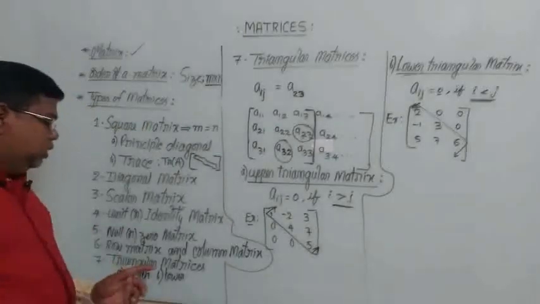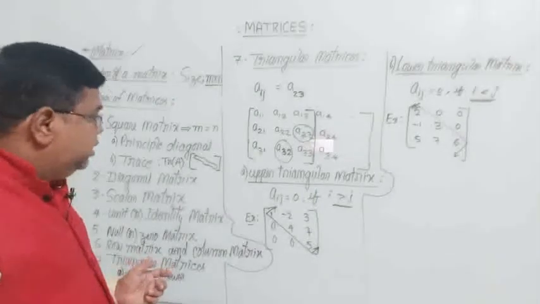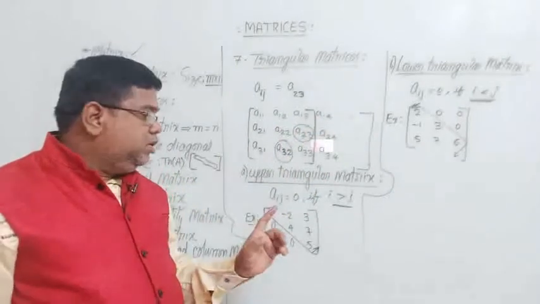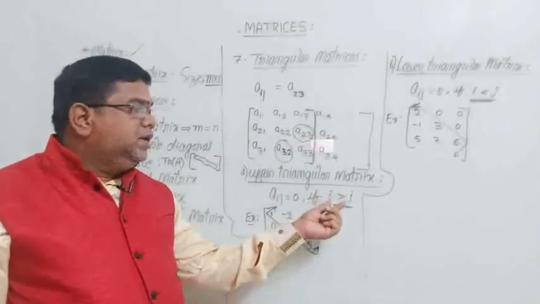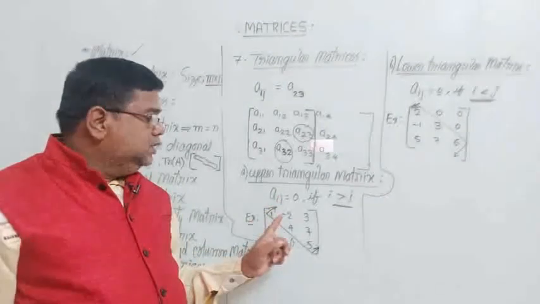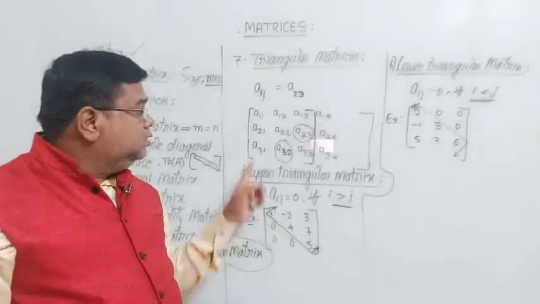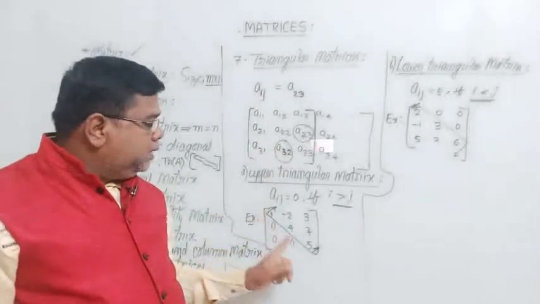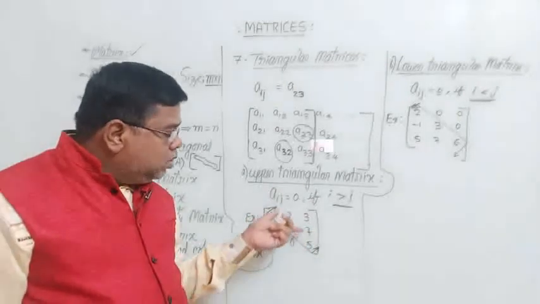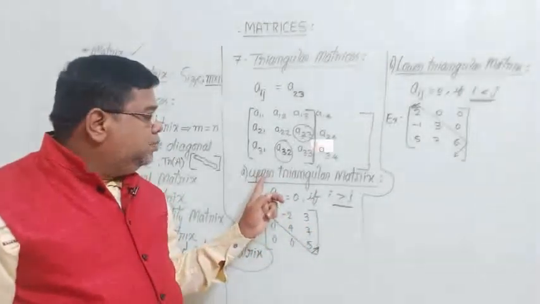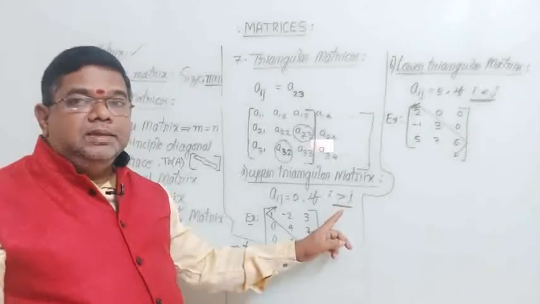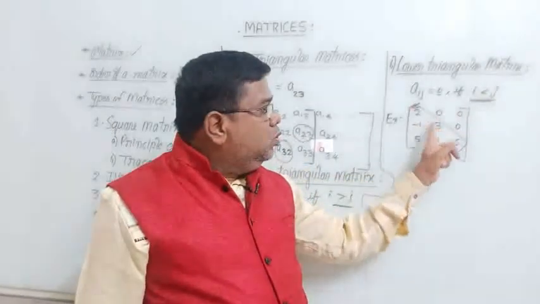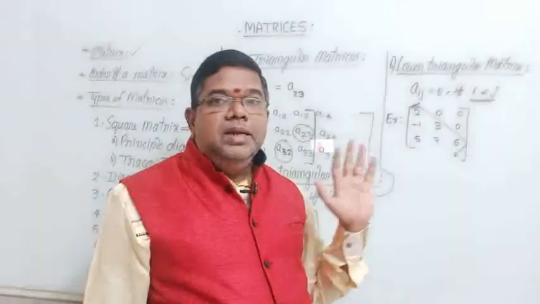The last one is triangular matrices. There are two types: upper triangular and lower triangular matrices. Upper triangular means what is the condition? If i is greater than j, those elements are zeros. This is i, this is j. You can remember it very easily: upper means greater, i is greater than j. Lower triangular means lower, less: if i is less than j, it is called a lower triangular matrix.